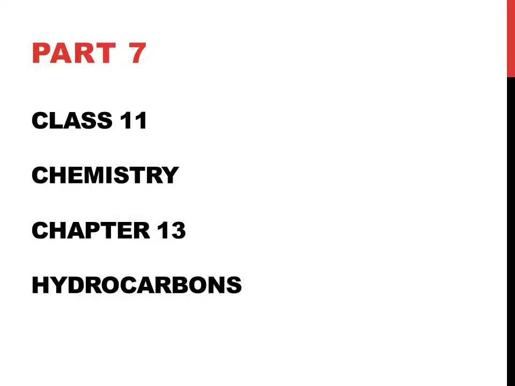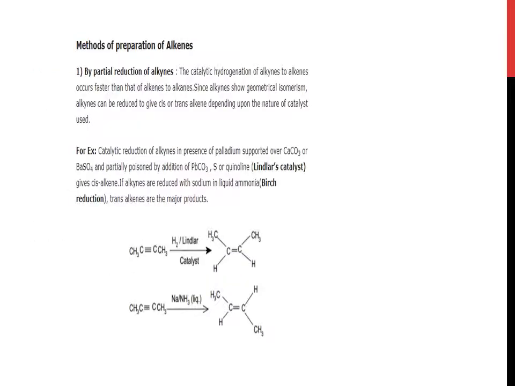Hello students, let us start with 7th part of chapter 13, hydrocarbons. Methods of preparation of alkenes. Number 1, by partial reduction of alkynes. The catalytic hydrogenation of alkynes to alkenes occurs faster than that of alkenes to form alkanes.